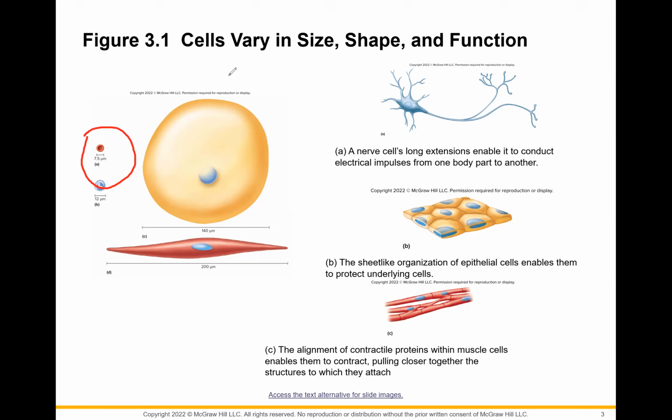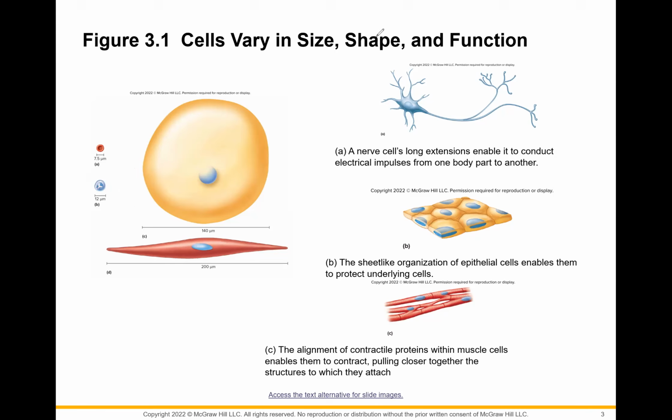In figure B, we have a white blood cell. White blood cells help with immune system function, and some of them can help with inflammation or what's called phagocytosis, where they actually do a little bit of cell eating. Again, quite small, they're about 12 micrometers big, and you would have to use a microscope to see them.